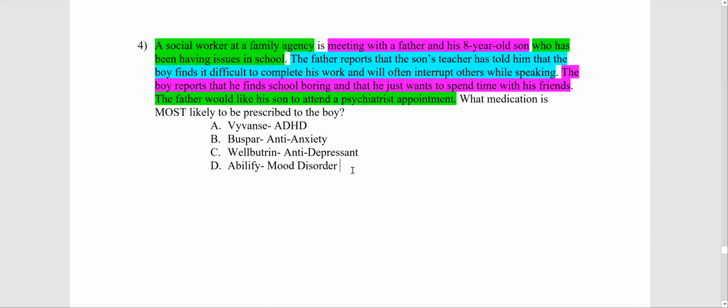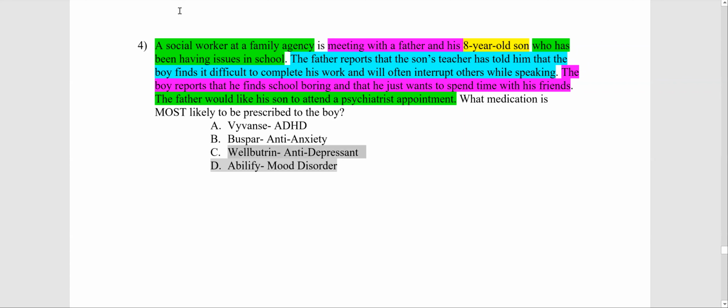So right off the bat, we're going to rule out Abilify because the son doesn't really sound like he has a mood disorder or needs his mood stabilized, because that would be more of a bipolar 1 or bipolar 2 type diagnosis. And we're not going to be throwing that at an 8-year-old, because you have to keep in mind the age of the lad that we are looking at.